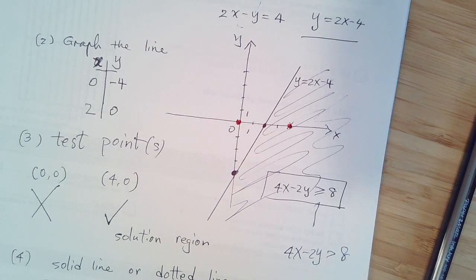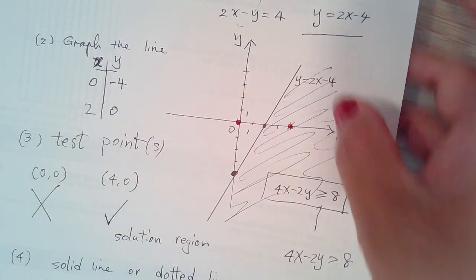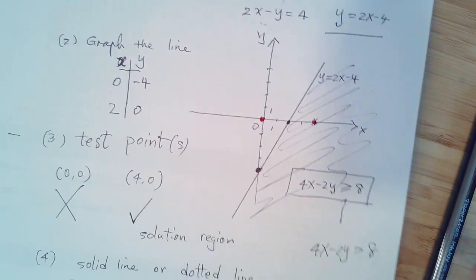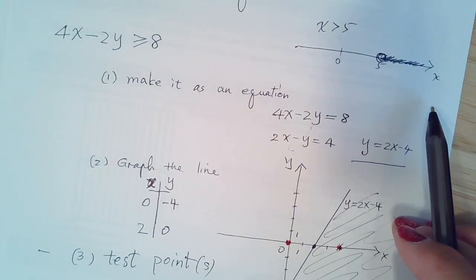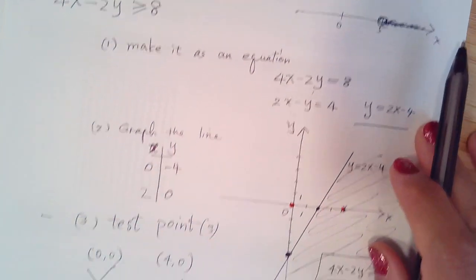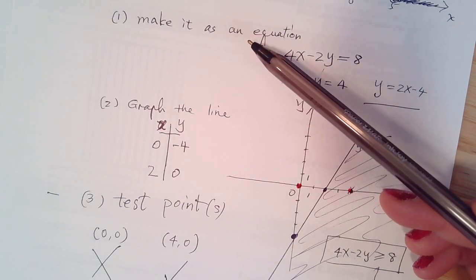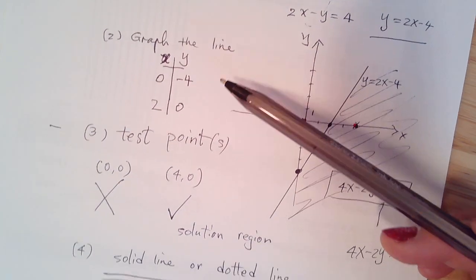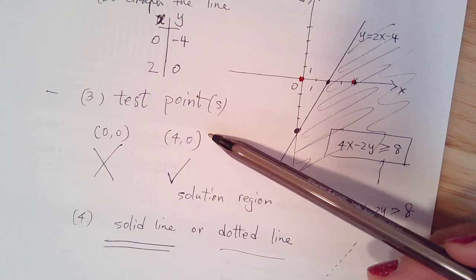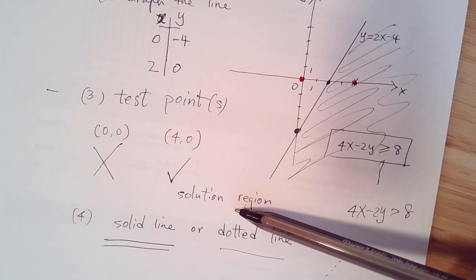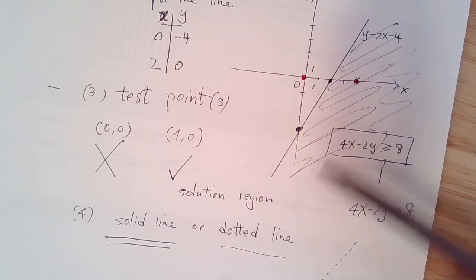So this is one of the examples, and it shows you the 4 steps to graph, because we cannot really solve it, but we can graph it. The first step, you make it an equation. Second, you graph. Third, choose the test point to determine your solution region. And the last, you determine whether it is a solid line or a dotted line.